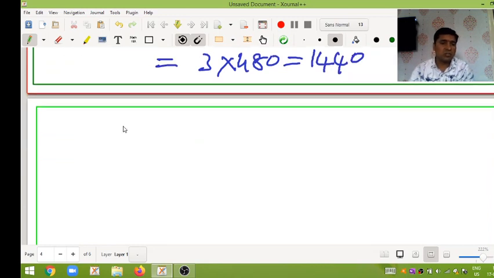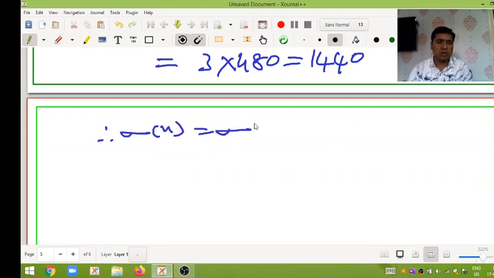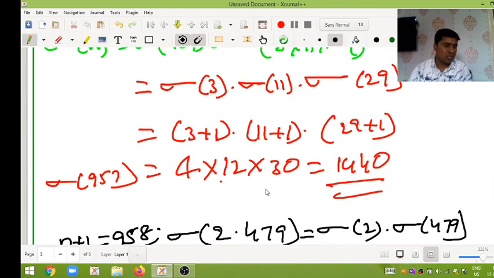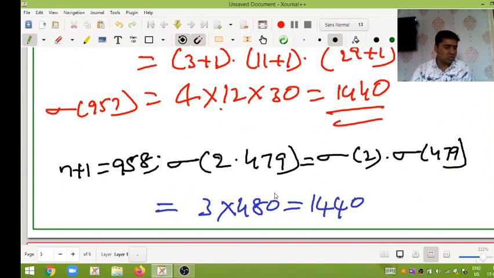Okay, my dear students, I hope you all understood this question. Sigma of n is equal to sigma of n plus 1. Hence proved. Like this way, we'll do this first problem, today's first problem. Okay, my dear students, I hope you all understood. I will move on to the next question.